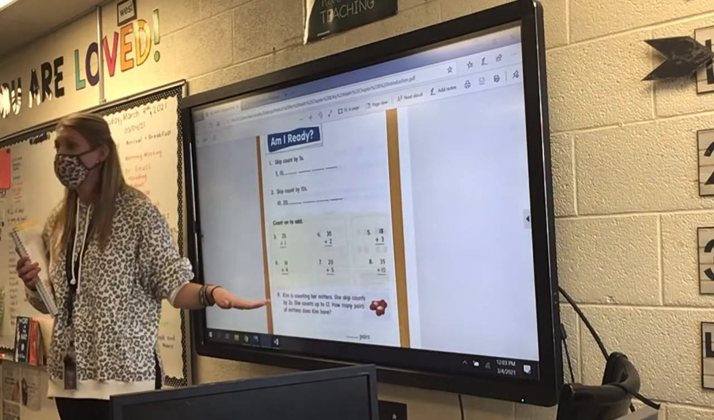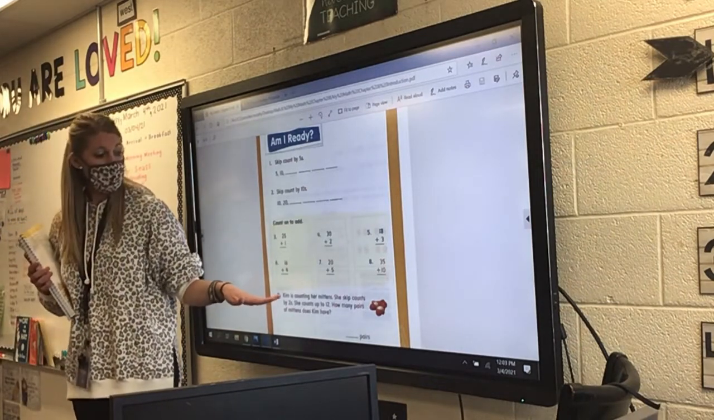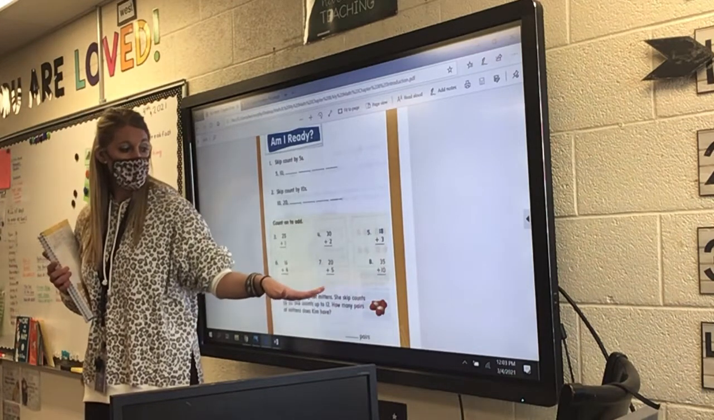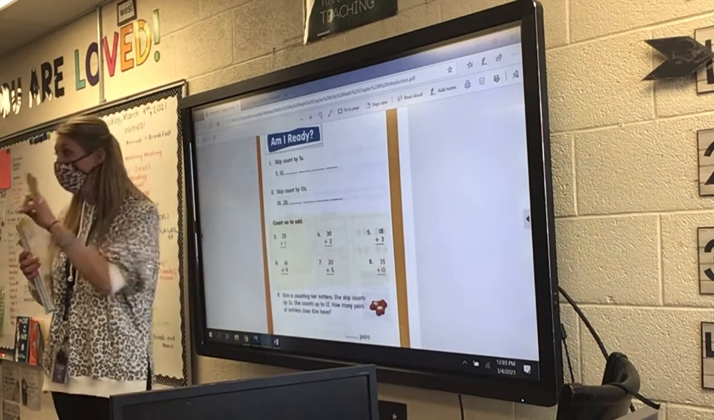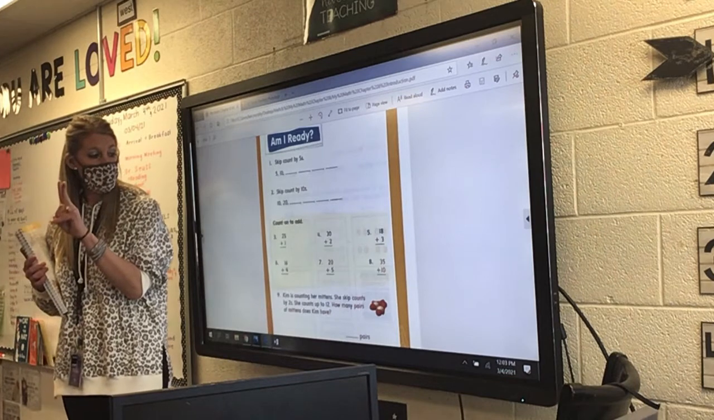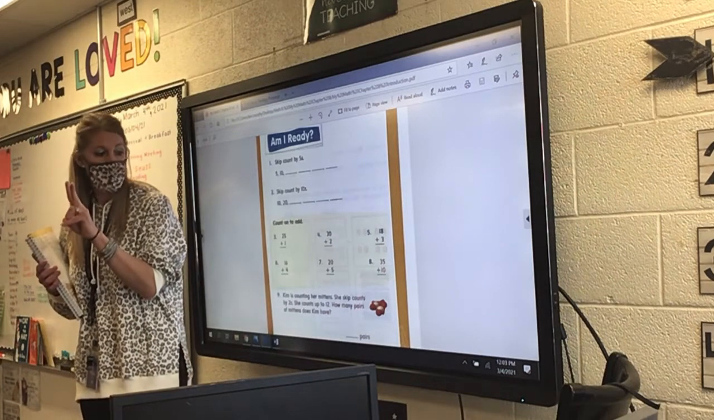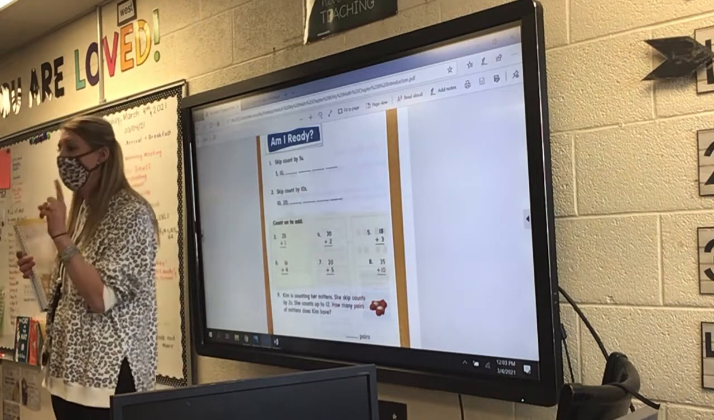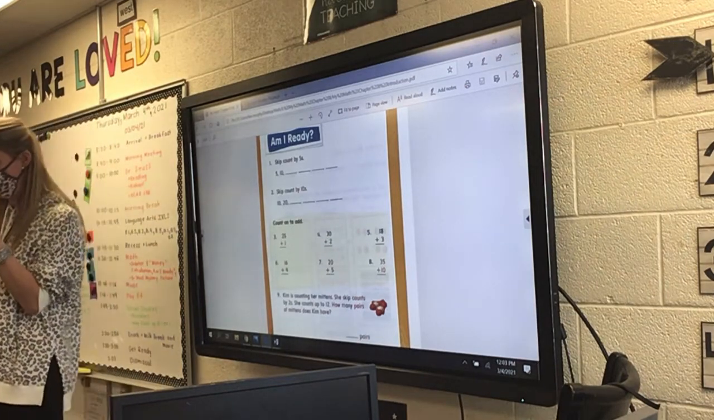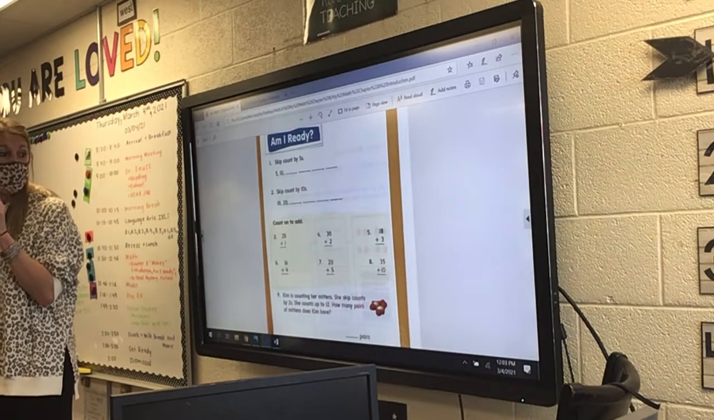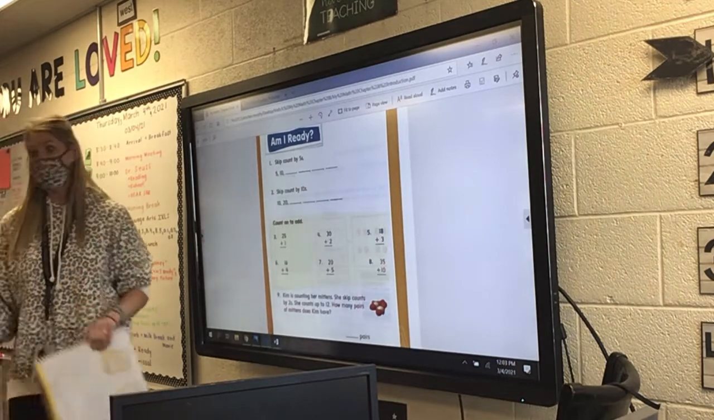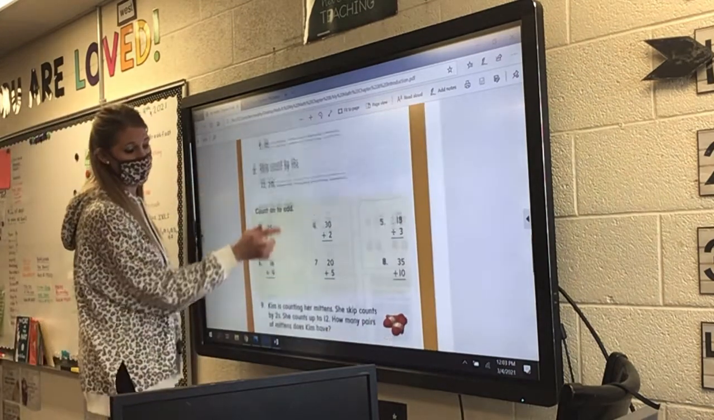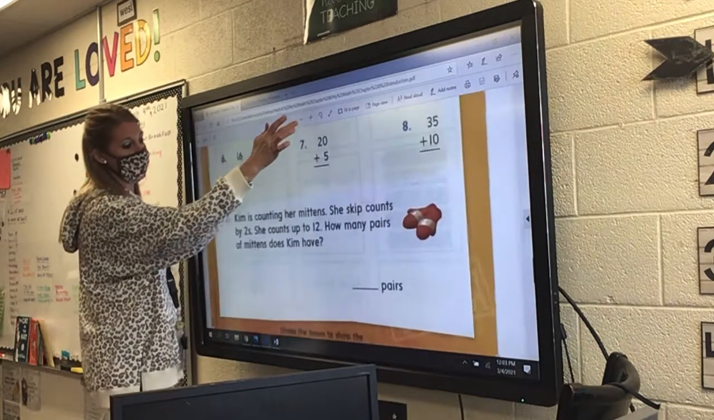Because when we're counting our money, we're adding. And then the last thing, I'm going to read it, you listen. Kim is counting her mittens. She skip counts by 2s. She counts up to 12. How many pairs of mittens does Kim have? I'm going to give you a little hint. If I were you, I would maybe draw this out, because this is kind of a challenging one.